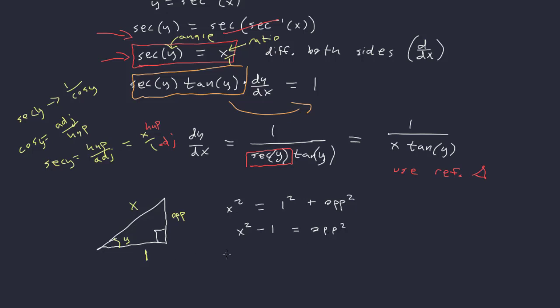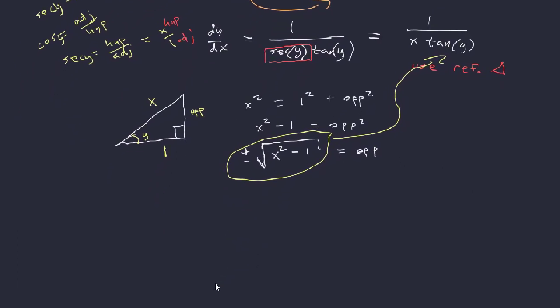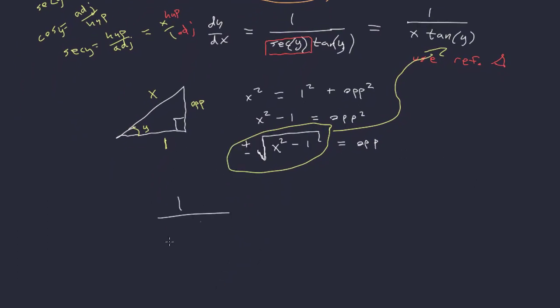And now I get plus or minus the square root of x squared minus 1 is equal to the side opposite. The question here becomes, well, which one do we choose? Okay, I'm going to just put it in sort of as is. So there's a little bit of funky stuff going on up here. All right, let's just put this in as 1 over. I'm going to move the plus or minus outside. Plus or minus x square root of x squared minus 1.